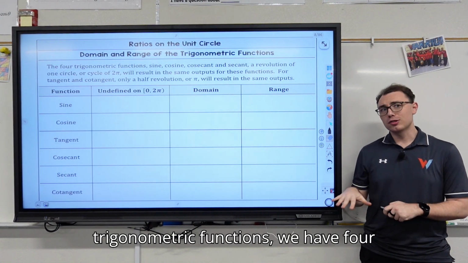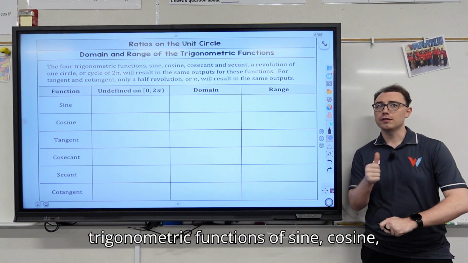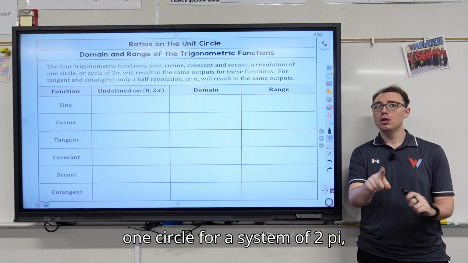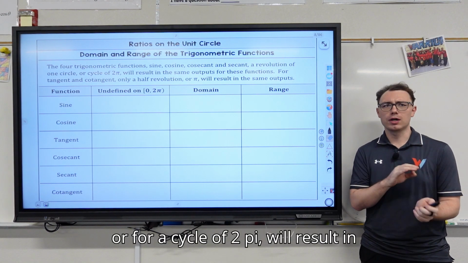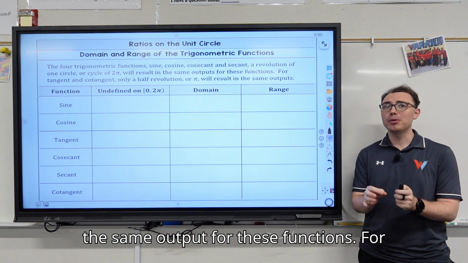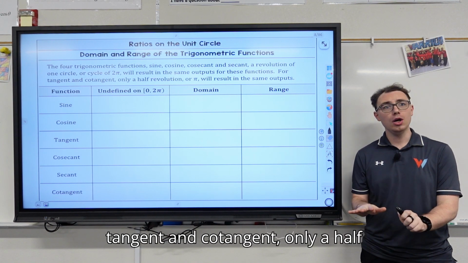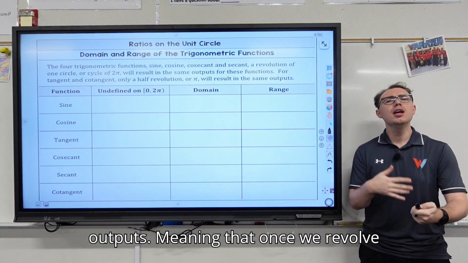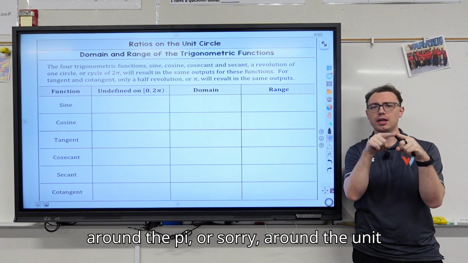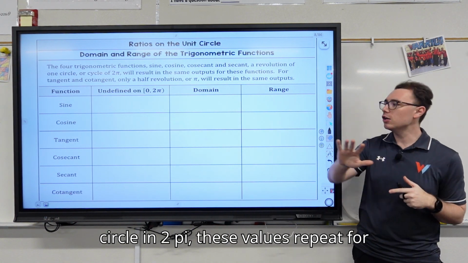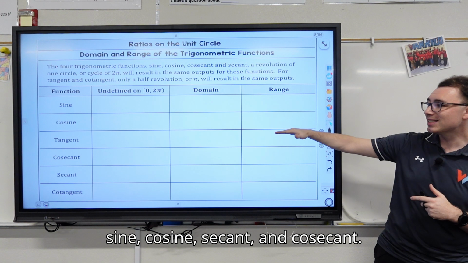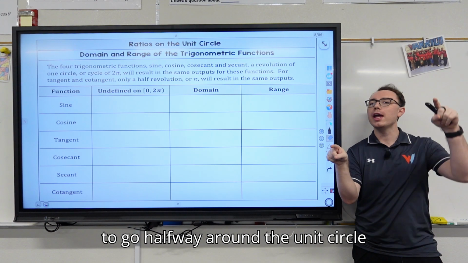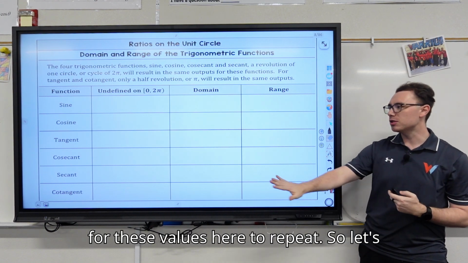For the domain and range of these trigonometric functions, we have four trigonometric functions: sine, cosine, cosecant, and secant. A revolution of one circle, or a cycle of 2 pi, will result in the same output for these functions. For tangent and cotangent, only a half revolution of pi will result in the same outputs, meaning that once we revolve around the unit circle in 2 pi, these values repeat for sine, cosine, secant, and cosecant. For tangent and cotangent, we only need to go halfway around the unit circle for these values to repeat.